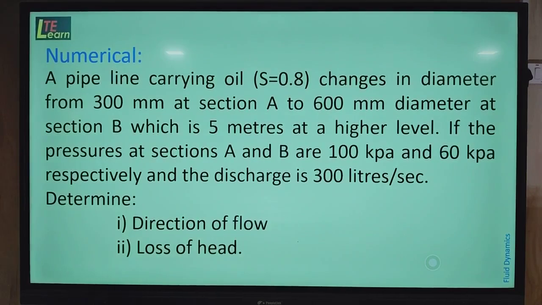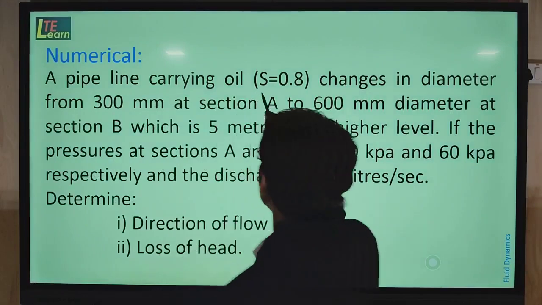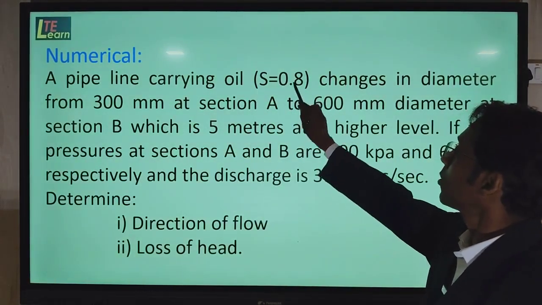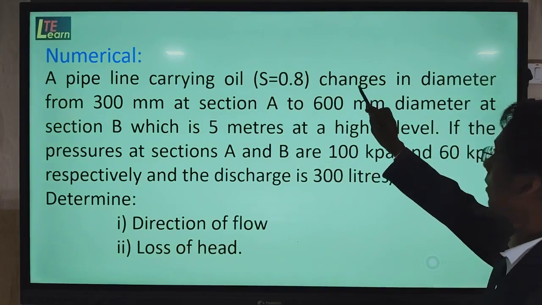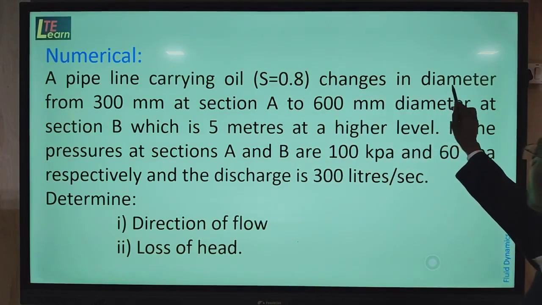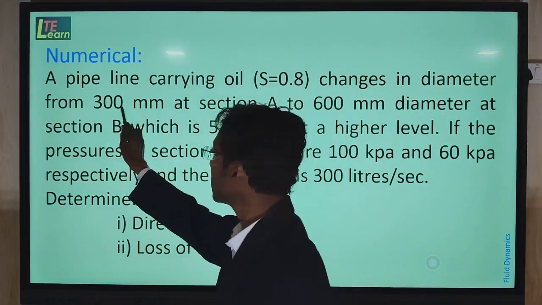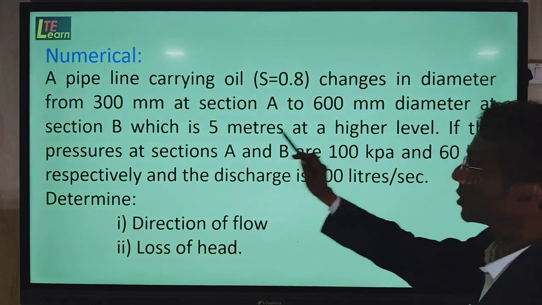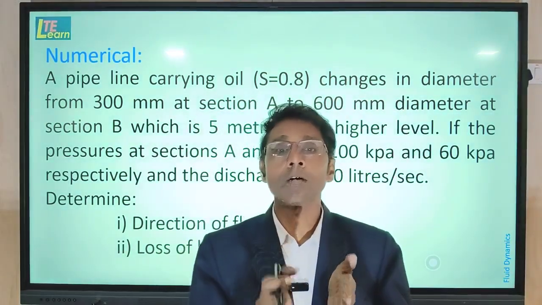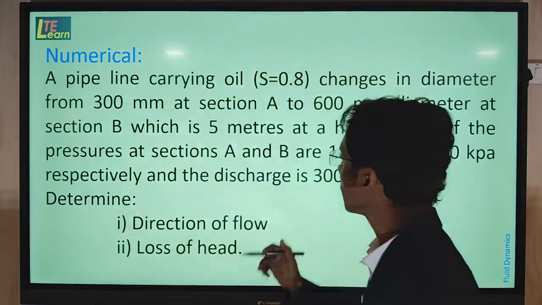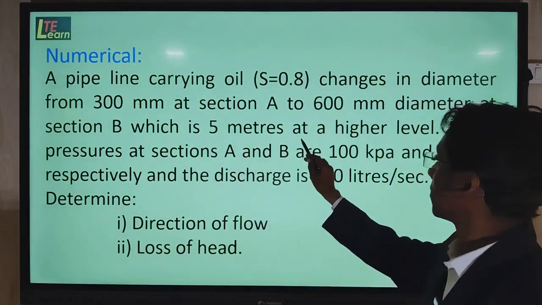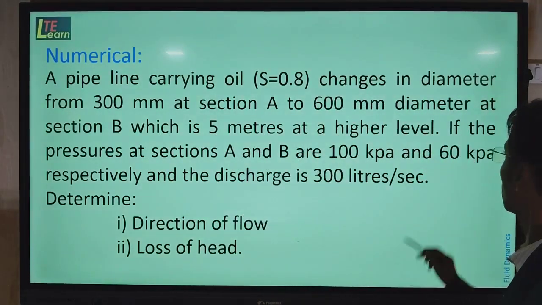Here the statement is given: a pipeline carrying oil. Type of the fluid is oil. Specific gravity of the oil is given as 0.8. The pipeline changes in diameter from 300 mm at section A to 600 mm diameter at section B. This pipe is of conical shape. And section B is 5 meter at a higher level.